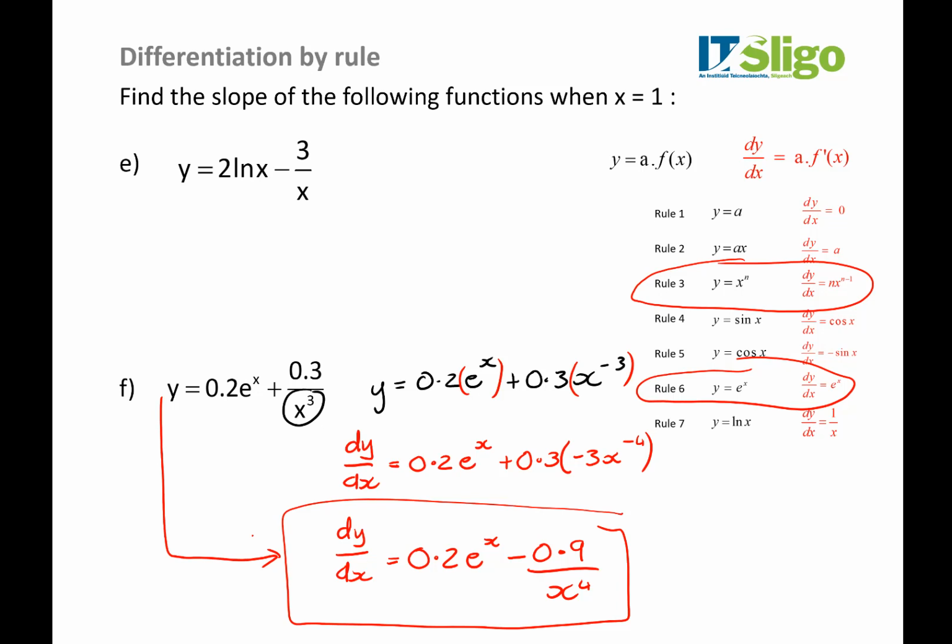Now you can imagine trying to draw this curve would be very laborious, and then trying to draw a tangent to that curve at any point would also be very laborious and also probably a bit inaccurate.